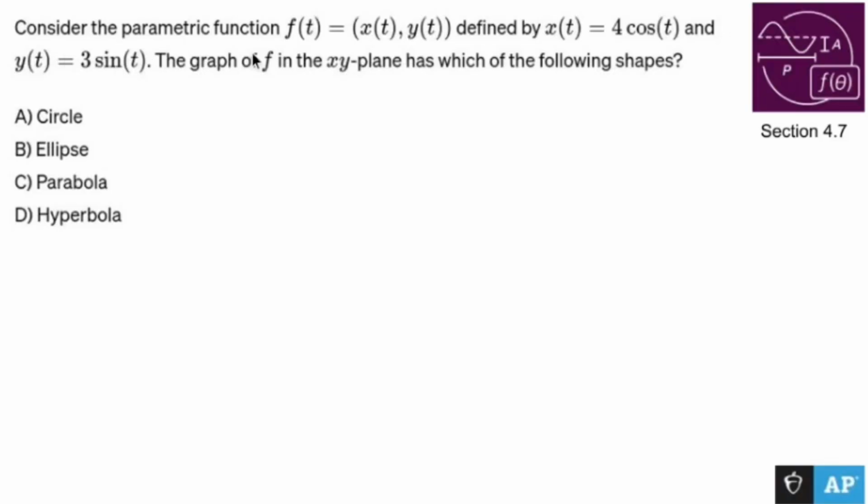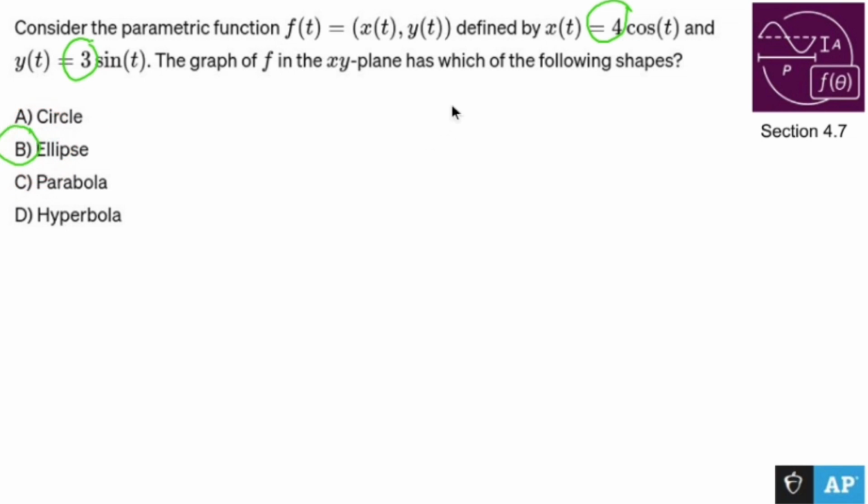Consider the parametric function f of t equals x of t, y of t, defined by x of t is 4 cos t, and y of t is 3 sine t. The graph of f in the xy plane is which of the following shapes? Well, it's not a circle, because if it was a circle, these numbers would be the same. Since these numbers are both positive and they're different, that's going to be an ellipse.